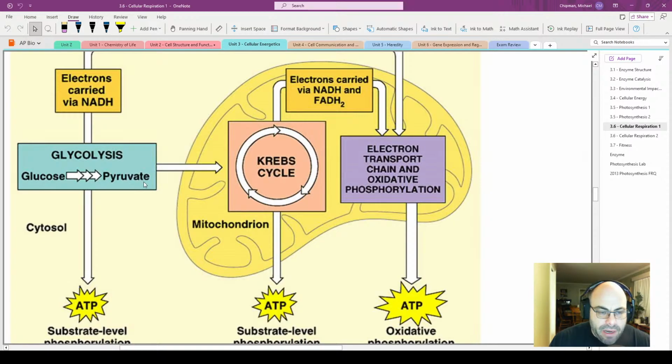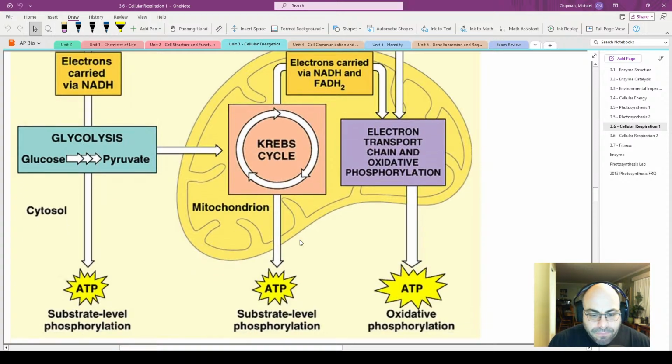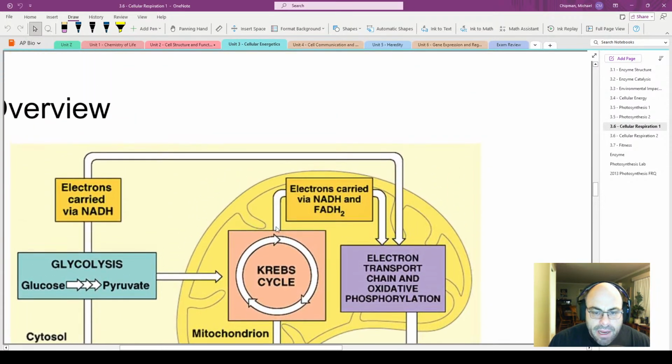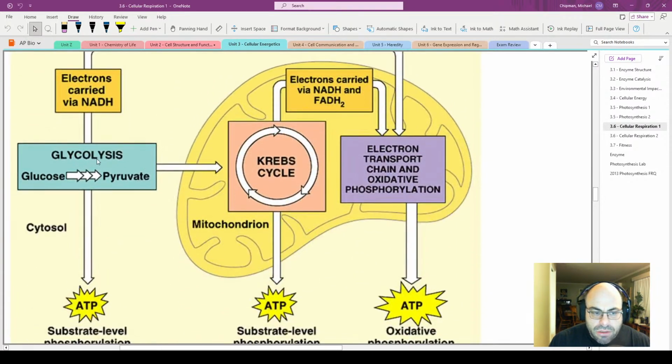So that pyruvate, if there's oxygen, is going to enter into the mitochondria and go through the Krebs cycle. Well, let's look at this picture. What's the purpose of the Krebs cycle? There's a little bit of ATP made, but it's not very much. The main purpose of the Krebs cycle is to break down pyruvate to make electron carriers.